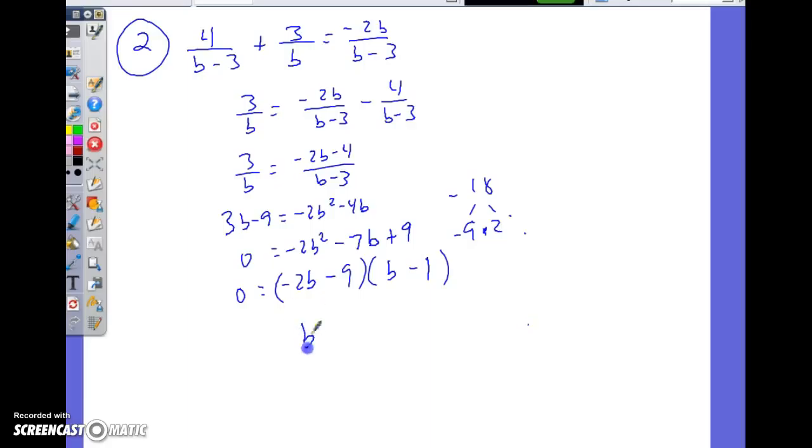So my answers are B equals 1, which violates nothing. And B equals negative 4.5, which violates nothing, so both of those are right. I may have... Oh wow! I totally did that wrong.